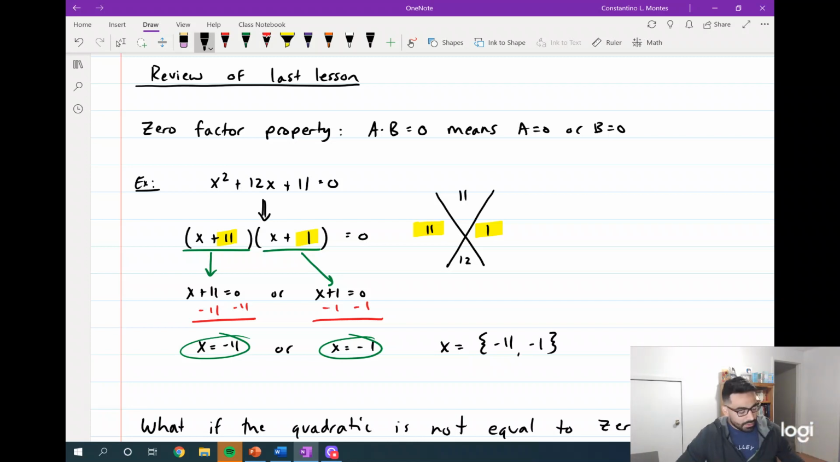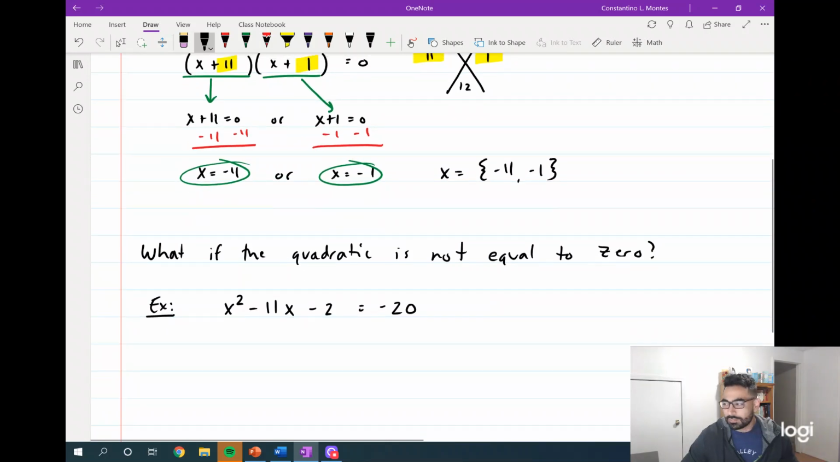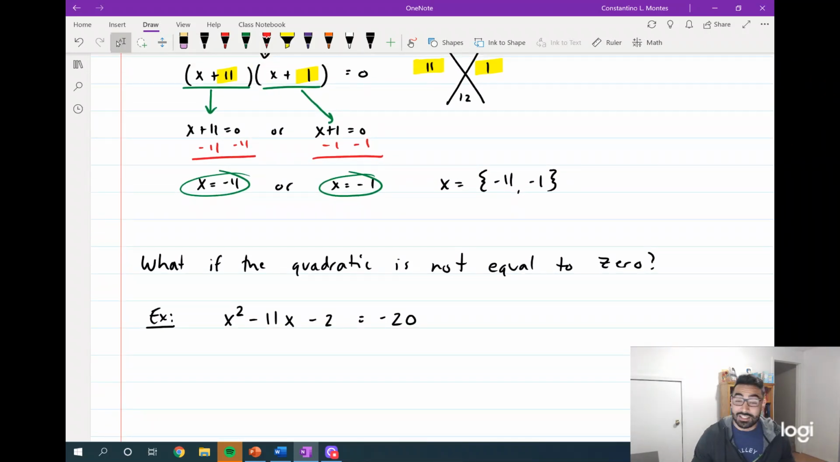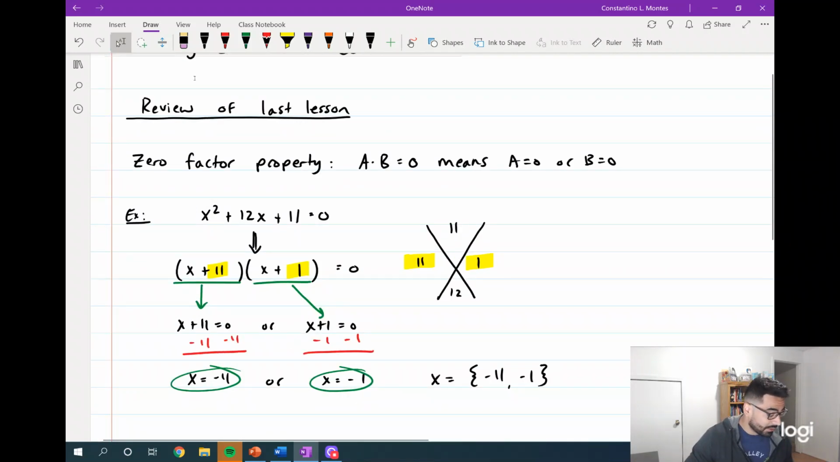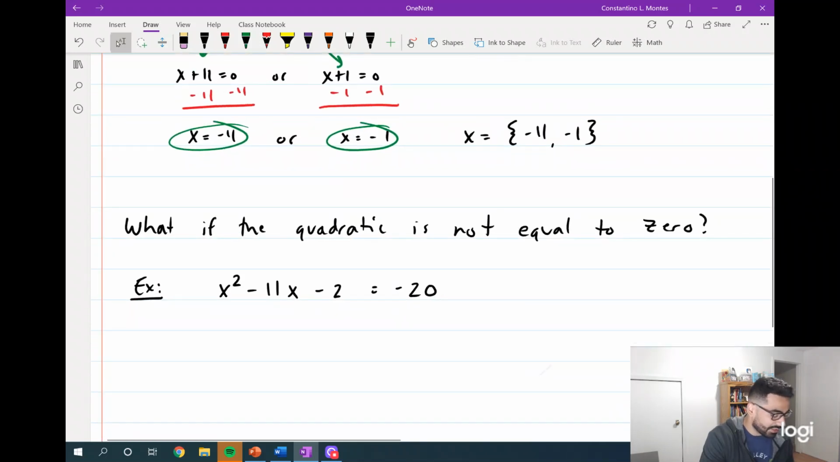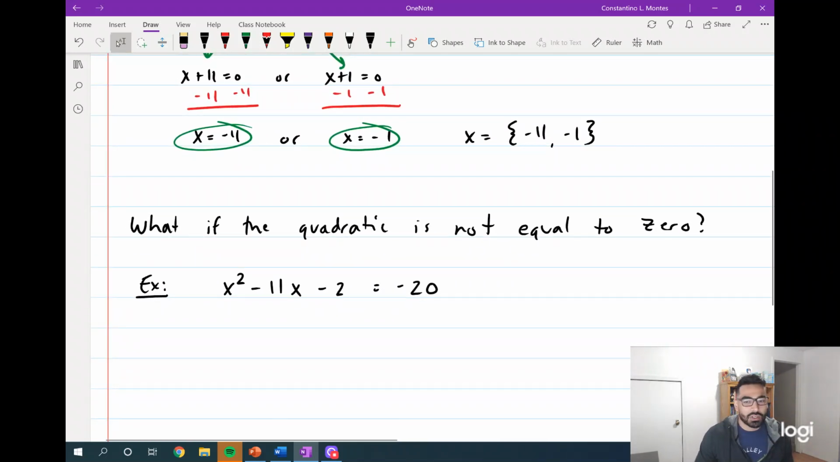Okay, so here's the question: what if the quadratic is not equal to 0? The property that we're using is called the zero factor property. So what if I end up with something like x squared minus 11x minus 2 equals negative 20? Is there such a thing as a negative 20 factor property? If I have a number A times a number B, and that equals negative 20, does that mean one or the other is equal to 0?